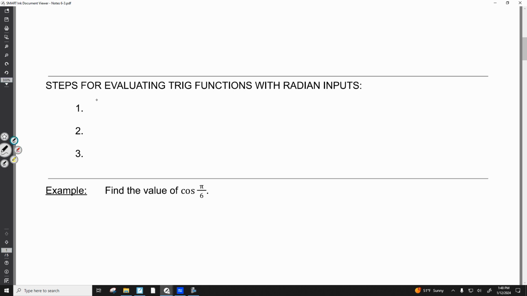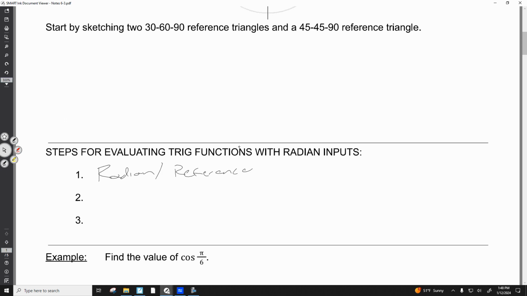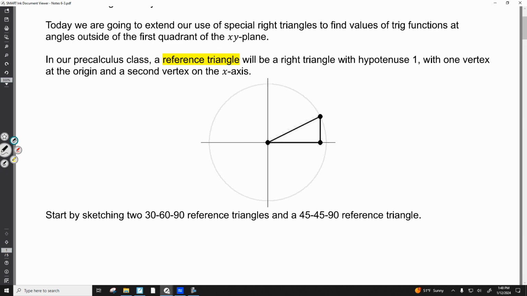Step 1. This would have been a great question for the note card, which we'll do in the future. Step 1. We locate the radian measurement. We make sure you understand the reference angle. Cosine of pi over 6. Okay, great. Pi over 6, we remember, creates a 30-degree angle. Pi over 4, 45. Pi over 3, 60.